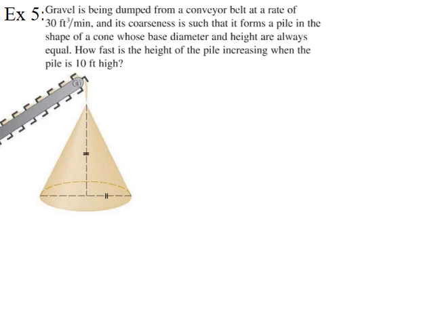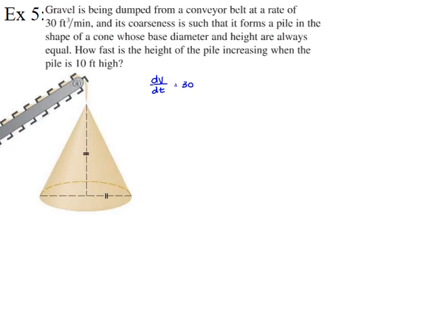So it says gravel is being dumped from a conveyor belt at a rate of 30 cubic feet per minute, and its coarseness is such that it forms a pile in the shape of a cone whose base diameter and height are always equal. How fast is the height of the pile increasing when the pile gets to be 10 feet tall? All right, so when I read this, the first thing I see before the first comma, gravel is being dumped from a conveyor belt at a rate of 30 cubic, that's the key word, cubic feet per minute. So I know that the rate that the volume is changing is going to be 30.